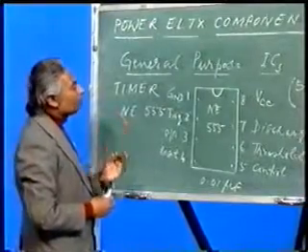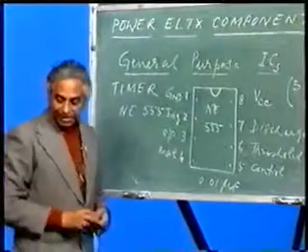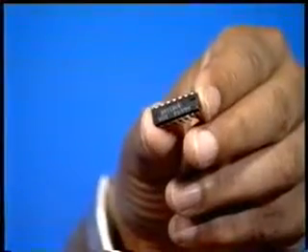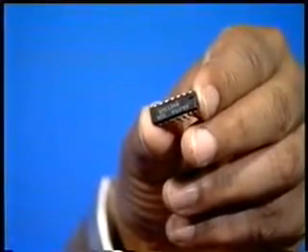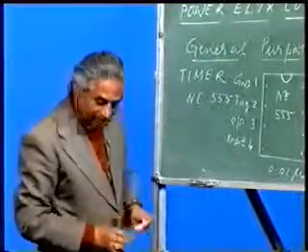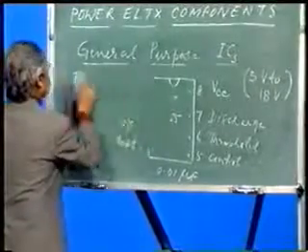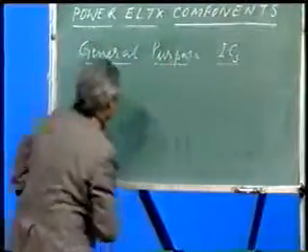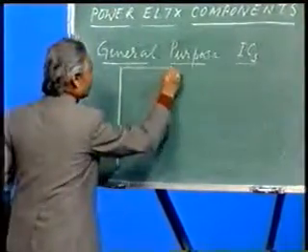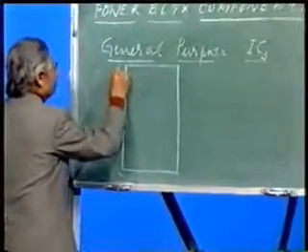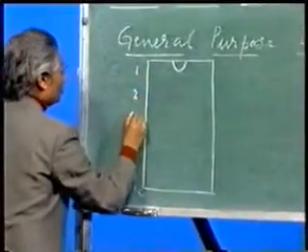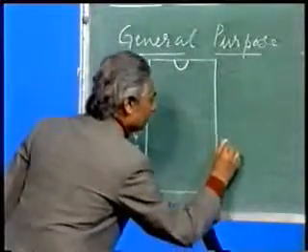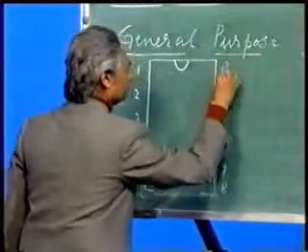Now there are other ICs also which are not packed in 8 pins. There are 14 pin ICs like this, and you can see there are 1, 2, 3, 4, 5, 6, 7 pins here and again 7 pins here. So in all there are 14 pins. I can draw the pin diagram for it. It will be like this. Suppose this is the groove, there will be 1, 2, 3, 4, 5, 6, 7 here, then 8, 9, 10, 11, 12, 13, 14.